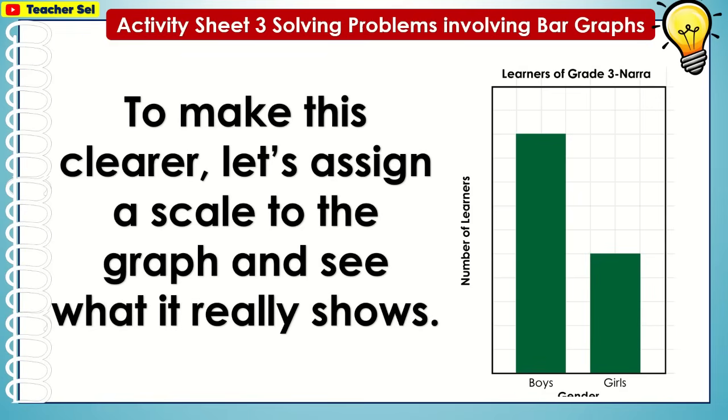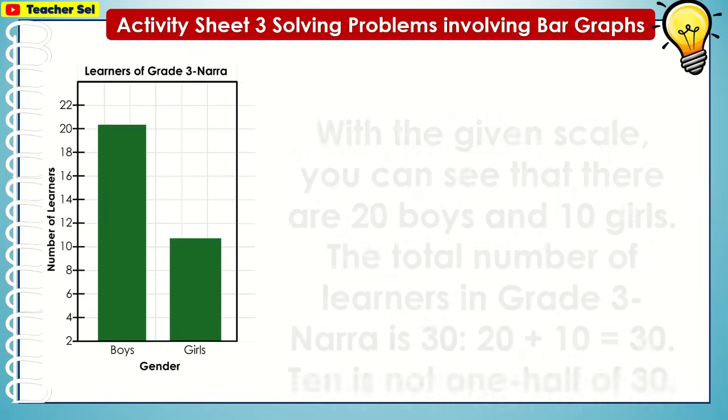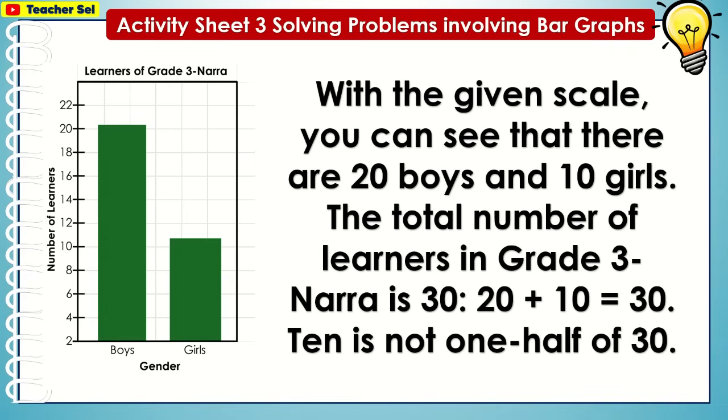To make this clearer, let's assign a scale to the graph and see what it really shows. With a given scale, you can see that there are 20 boys and 10 girls. The total number of learners in Grade 3 NARA is 30. 20 plus 10 equals 30. 10 is not 1/2 of 30.